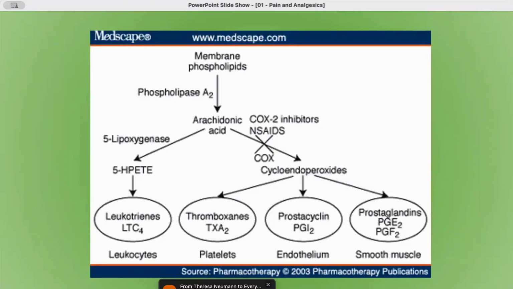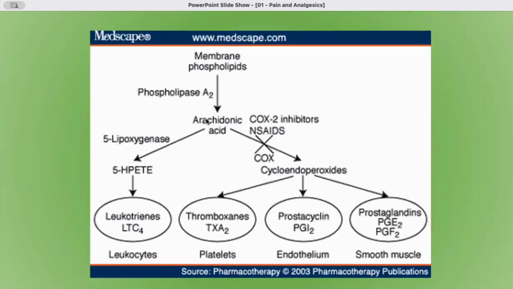And then this is a diagram of how these inflammatory mediators are produced. All right. Basically, several of them are derived from a common chemical called arachidonic acid. Arachidonic acid is derived from the cell membrane phospholipids. And arachidonic acid will yield, through various reactions, leukotrienes, thromboxanes, and prostaglandins I2, E2, and F2.